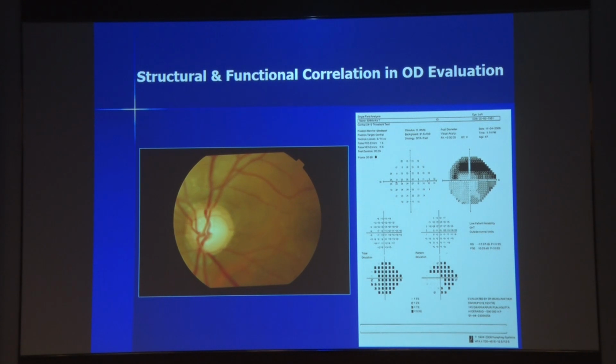And if you see here, this is the colour of the cupping. But if you see the dipping of the vessel here, the cupping is more in the inferior segment, because the ISNT rule is definitely not obeyed. There is a definite excavation of the inferior neuroretinal rim, and that manifests as a dense superior arcuate defect.